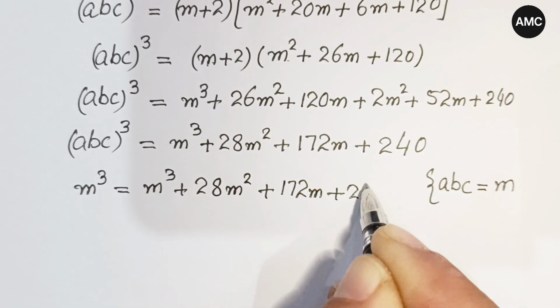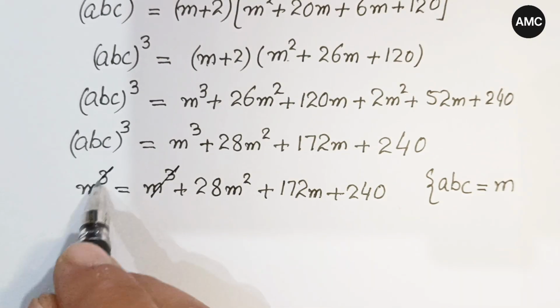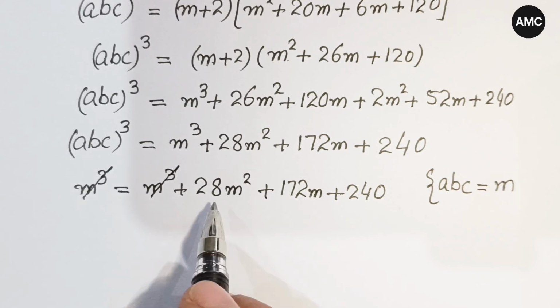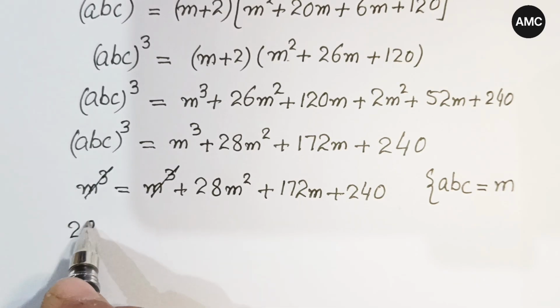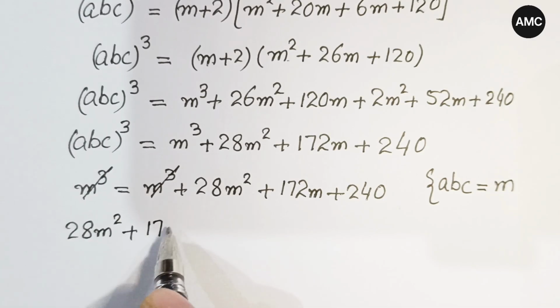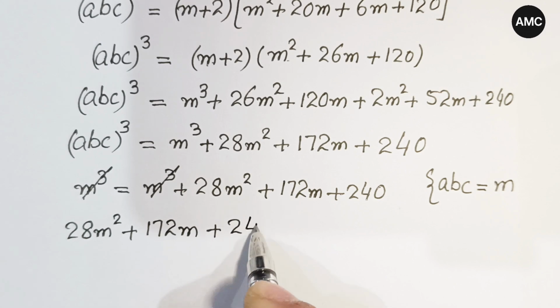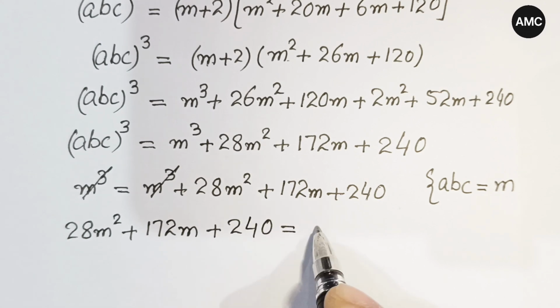plus 240. Now this m cubed is cancelled, so here we will get 28m squared plus 172m plus 240 is equal to 0.